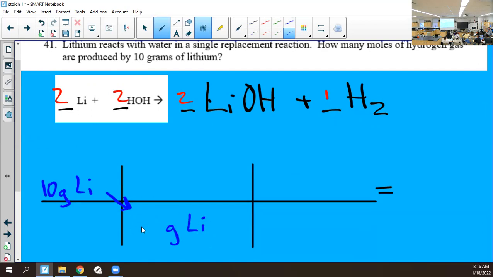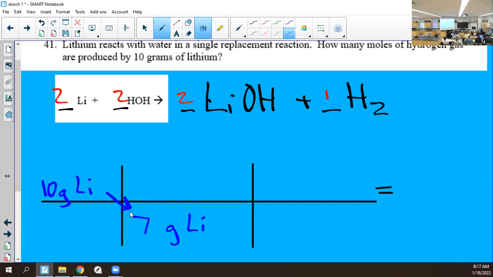Tell your partner where you found that number and what the number is. It's 7. Who had 7? What'd you have, Shelby? Do you know how to find it? Lilia, train your BFF. So you open the periodic table, you find Li, and you see it is 7 grams.